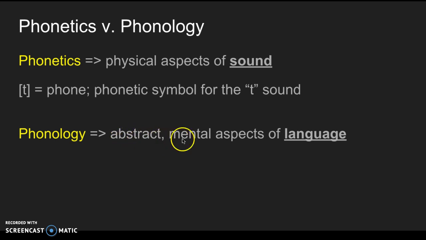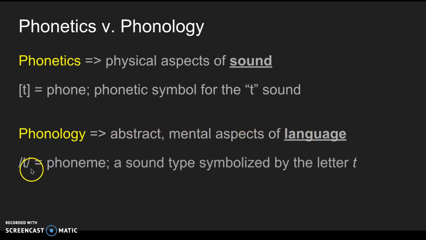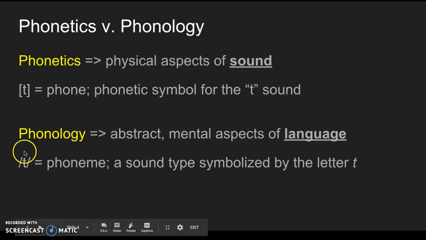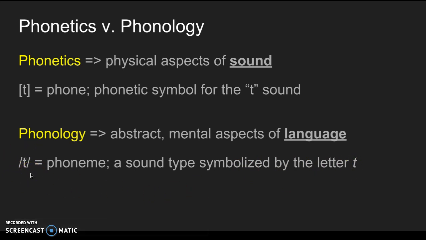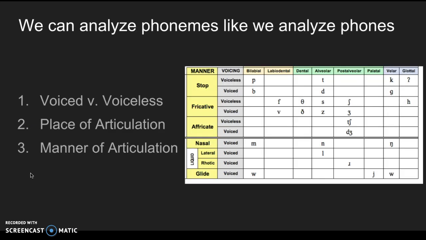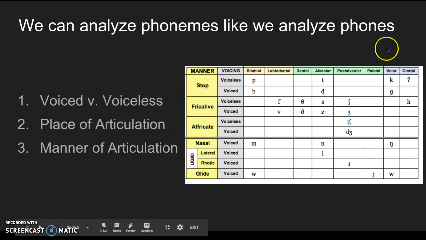Phonology has to do with abstract mental aspects of language. So, for example, the phoneme T, it's a sound type symbolized by the letter T. So you might still think of it as T, but there's some other allophones that we'll talk about later. So we can analyze phonemes just like we analyzed phones when we were talking about phonetics. You can see this is the exact same chart we talked about earlier. The difference is you would have one of these charts for each language, and then the phonemes would make up just the phonemes for that language.